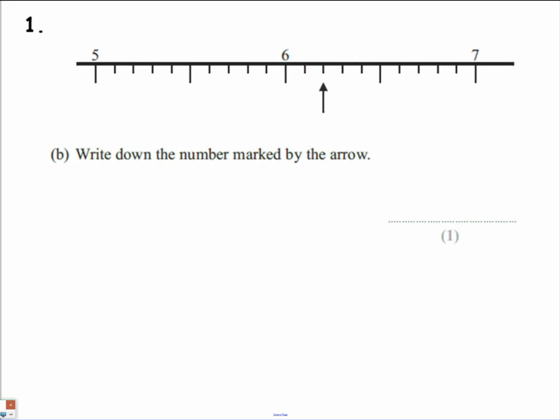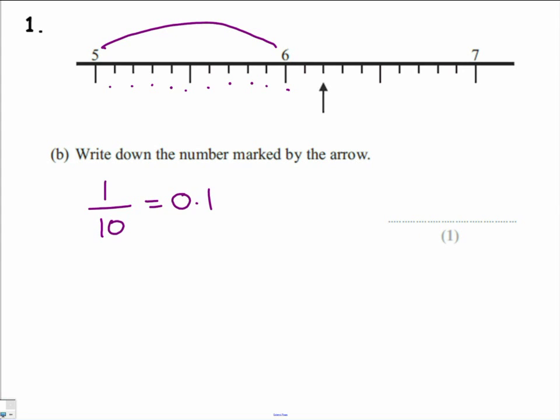Question 1b. Again, similar question, reading scales. So here we have a gap from 5 to 6 of 1, and there are 1, 2, 3, 4, 5, 6, 7, 8, 9, 10 steps again. So each step is worth 1 divided by 10, which is 0.1. So to work out where our arrow's pointing, it's 6.1, 6.2. So 6.2 is worth 1 mark.